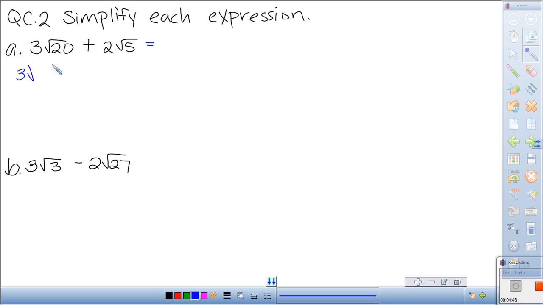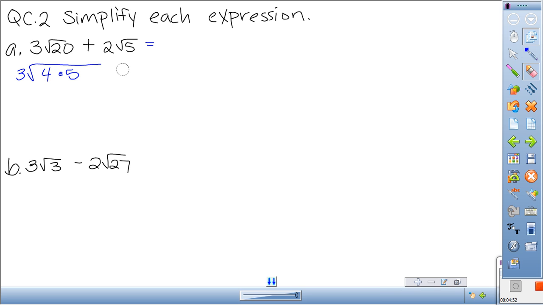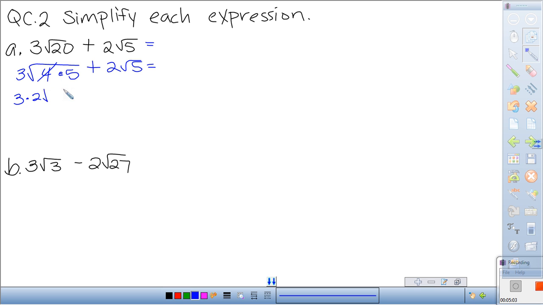I'm going to simplify the square root of 20. So I have 3 square roots of 20, which would be 4 times 5, and 4 is a perfect square, so I'm going to leave it like that, plus 2 square roots of 5. And then we simplify. 3, the square root of 4 is 2, so 3 times 2, square root of 5 has to stay inside, plus 2 square roots of 5. And then 3 times 2 is 6, square roots of 5, plus 2 square roots of 5 equals 6 plus 2 is 8, so 8 square roots of 5.